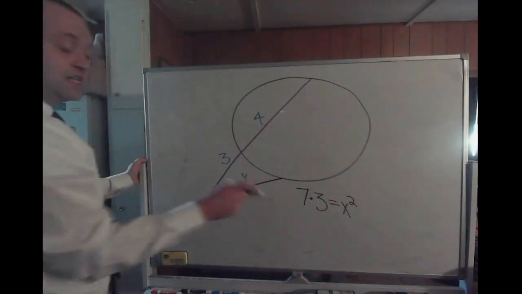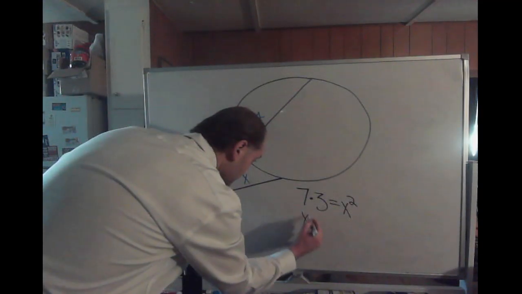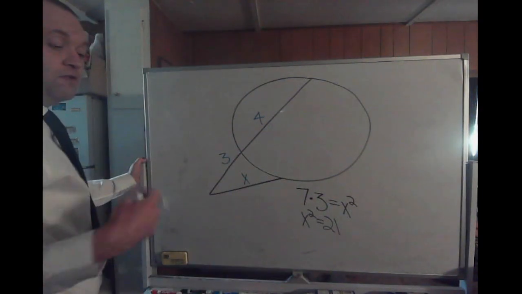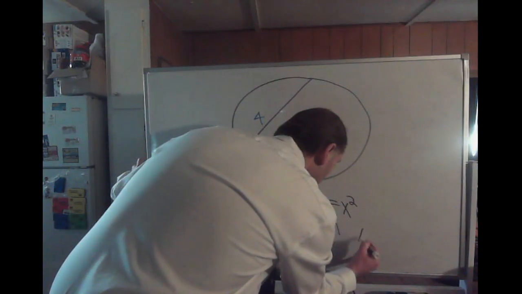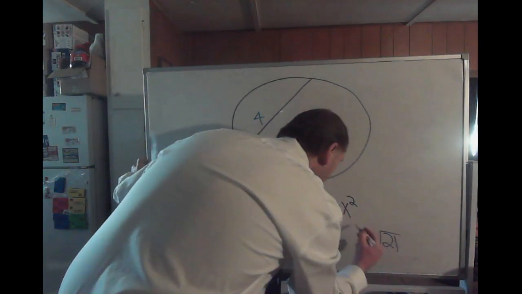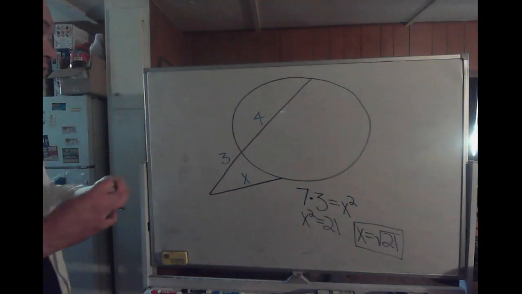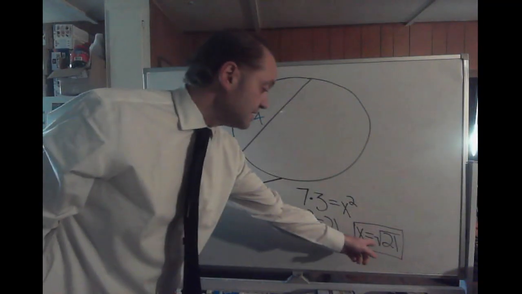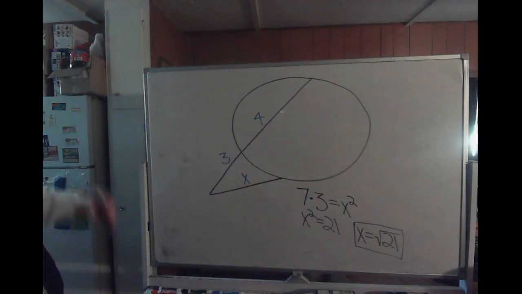So you have 7 times 3 equals X squared, which would give you that X squared equals 21. And there are no perfect square factors of 21. So you would end up just getting that X is equal to the square root of 21. So yes, the answer for X is, in this case, going to be equal to the square root of 21.